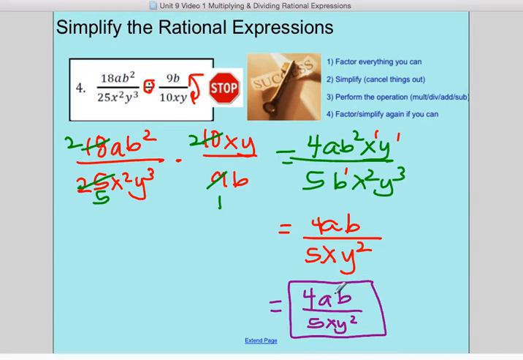Biggest thing to check when you are done: are all my a's, is there only one a written? Is there only one b? You shouldn't have a's and b's in the numerator and the denominator.